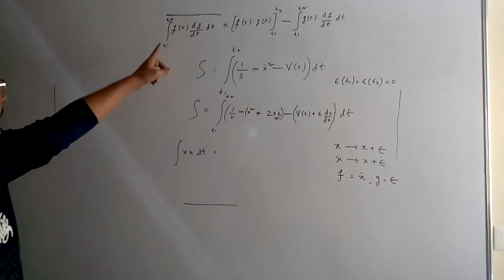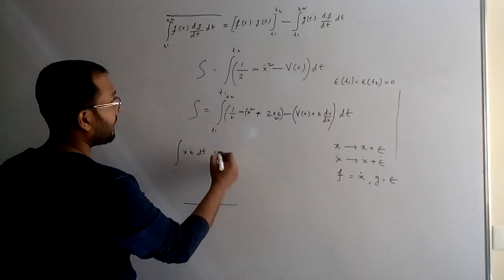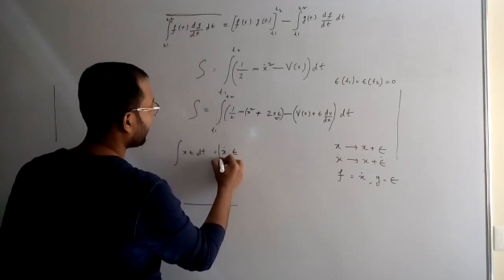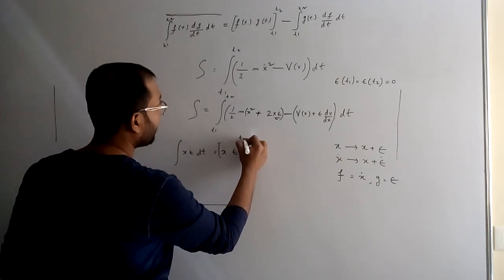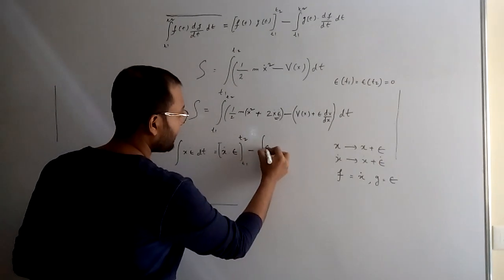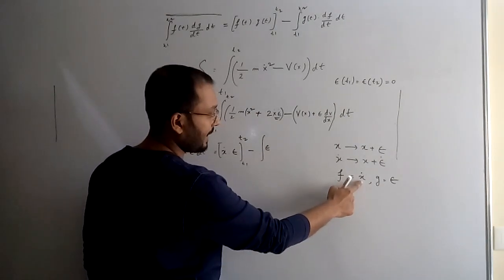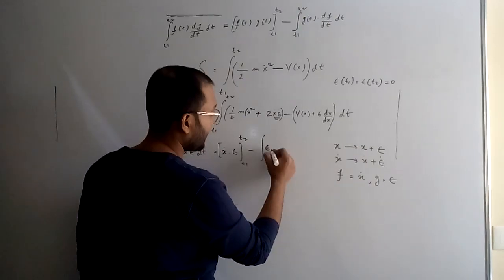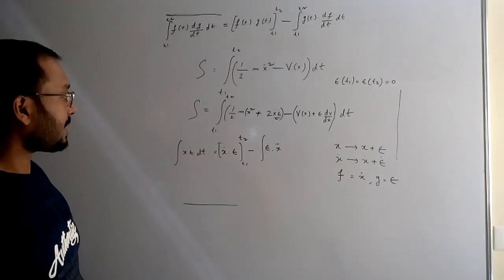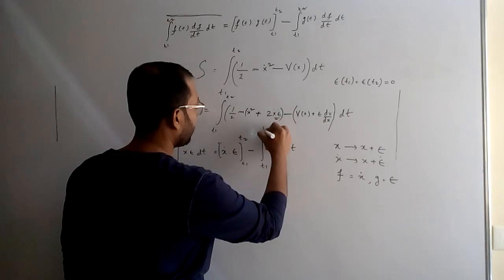So I know what my f and g is. So using this formula, I can now write f times g, which means x dot times epsilon evaluated between t1 and t2 minus integration g df dt. G is epsilon, df dt. F itself is x dot. Another derivative of x dot with respect to time will give me x double dot, which means x has been differentiated twice with respect to time, dt from t1 to t2.